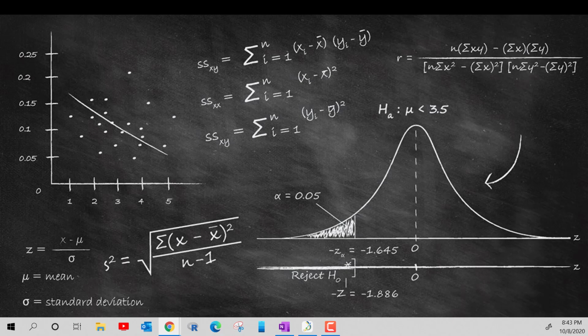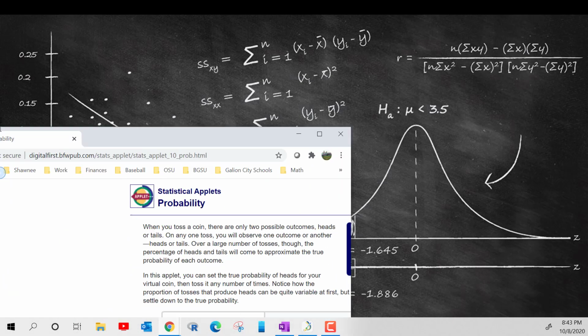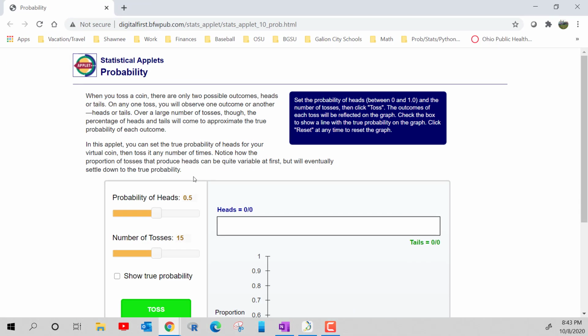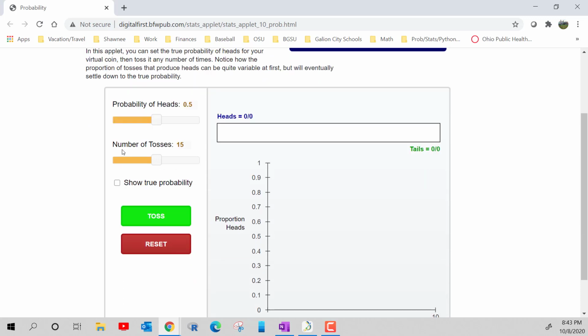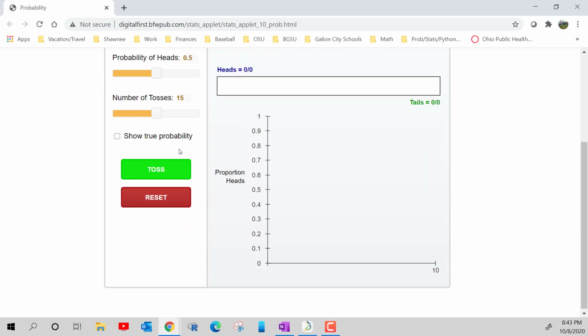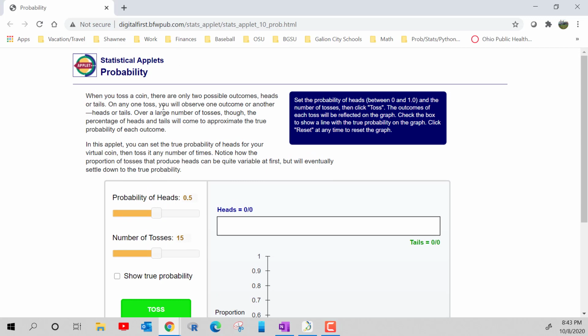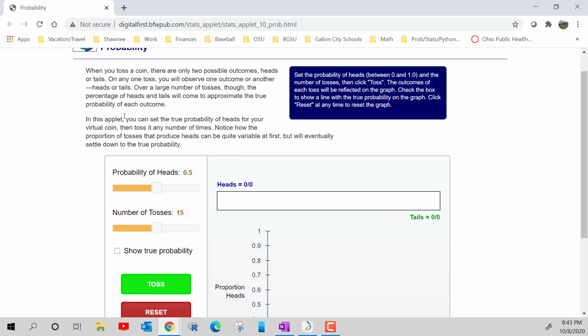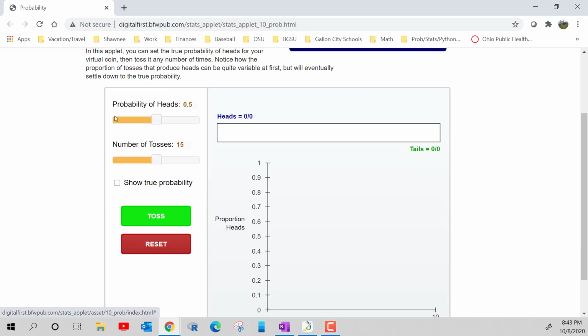So that's what that was trying to illustrate. And I have this other website that we could use to try to estimate this as well. So this is simulating flipping a coin. Something interesting is we can set the probability of heads, right? And also the number of tosses.